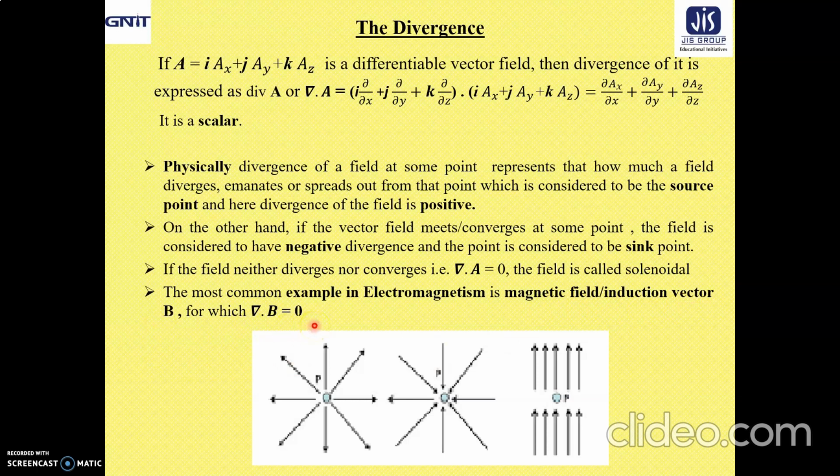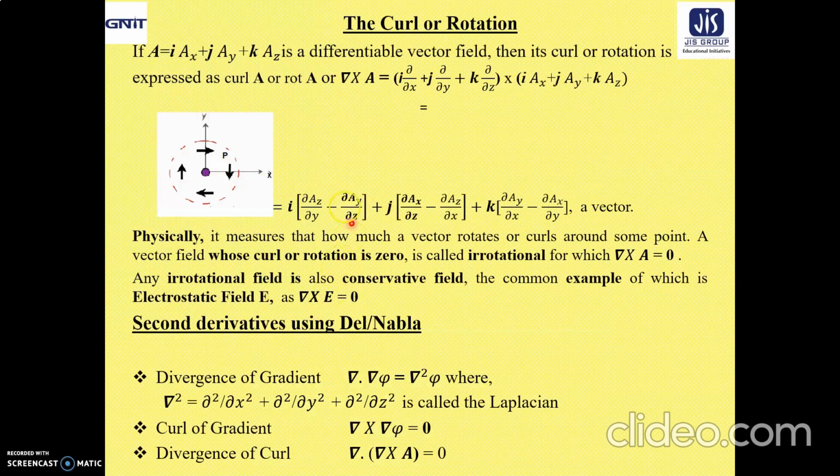That will be discussed in due course. So the most common example of a solenoidal field is the magnetic field or induction vector B, for which del dot B equal to 0. So this is the second operation. Let us now move to the third operation involving del, the curl or rotation. The curl or rotation, again the name is very much meaningful.